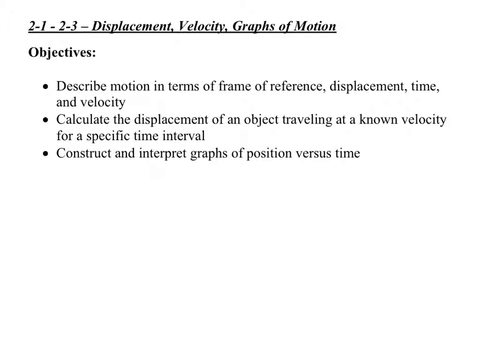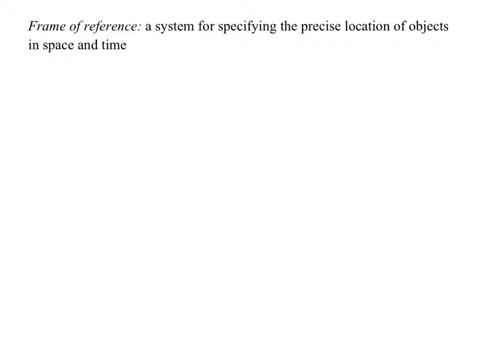So in this section, or in these group sections here, we're going to talk about motion in terms of a frame of reference, displacement, time, and velocity. We're going to talk about displacement and calculate it for a certain amount of time, and then we're going to talk about position time graphs. And this is what you saw in the summer packet with those two graphs that you saw. So we're going to revisit that concept, and we're going to break it down a little bit further in this section. So first, let's start with frame of reference.